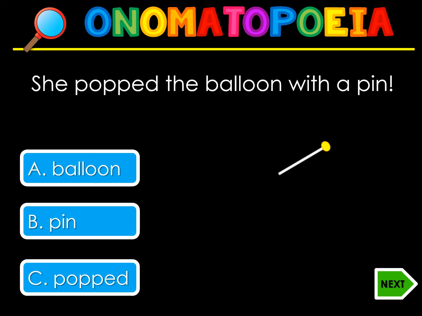She popped the balloon with a pin. Is the onomatopoeia word balloon, A, B, pin, or C, popped? Did you get popped?